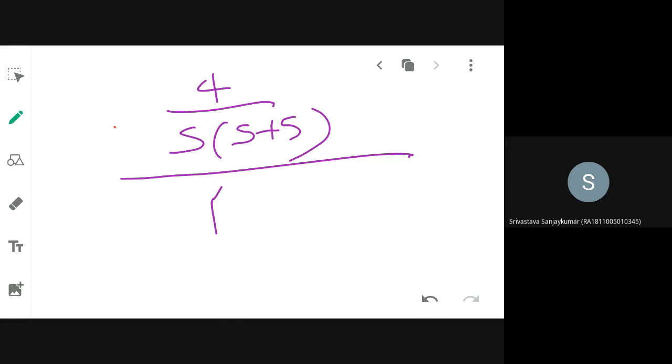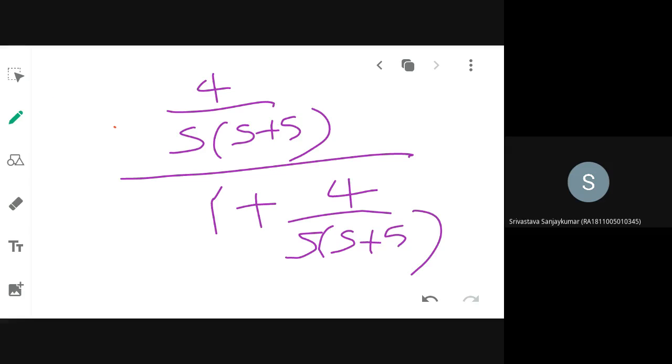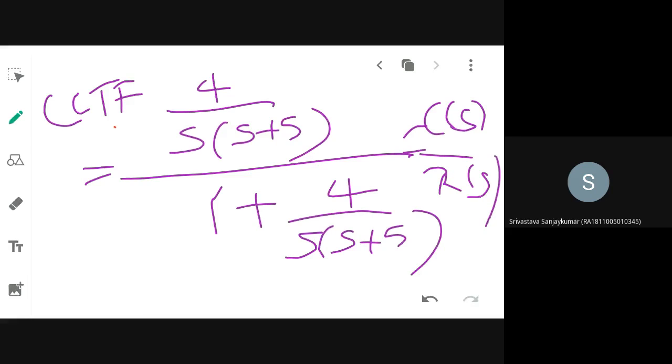Either you can proceed like I have proceeded from the beginning. You know the system is a unity feedback system, so 4 divided by s into s plus 5, divided by 1 plus 4 divided by s into s plus 5. You get the CLTF, that is the closed loop transfer function C of s divided by R of s. Tell me the final reduced formula. Just reduce it by taking LCM and cancelling s into s plus 5. Come on, you know all these things from the first unit.